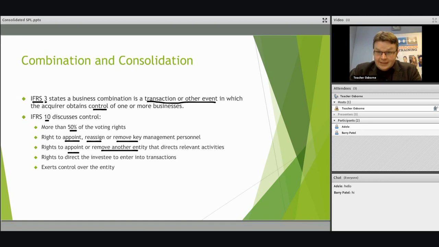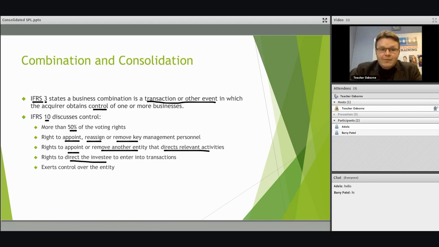Now, the next thing that IFRS 10 says is when you have the right to appoint or remove another entity that directs relevant activities. So not just necessarily the top branch, but let's say you can remove managers, you can remove things like that. Anything that deals with the business, if you can say this person's gone or I want to close this activity, right, then you have exerted control over the business.